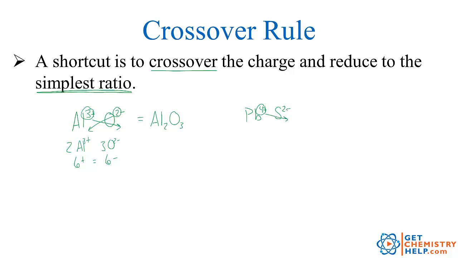Again, I can cross these over, put a 4 there, put a 2 there, and I could write Pb2S4. And that is technically balanced because 2 lead 4s would be 8 positive, and 4 sulfide 2 minuses would be 8 negative. However, 2 to 4 is not the simplest ratio. The simplest ratio between 2 and 4 would be to reduce that down to 1 to 2. And that's still balanced because if this was 4 plus and there was 2 of these 2 negatives, that would be 4 negative. So 4 positive would be equivalent to 4 negative. So those would balance out and we get a neutral compound. So remember, if you use the crossover method, you gotta make sure you have the simplest ratio.